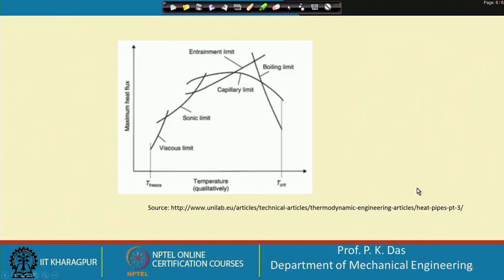So, with this we move to an important topic, but unfortunately time is short, so today I will not be able to cover it. Once I have introduced this slide, let me tell you what we want to do. We want to see the working range of a heat pipe. There are different limiting phenomena, and with these limiting phenomena, we want to see what the working range of the heat pipe is, and that we will do in the next class.